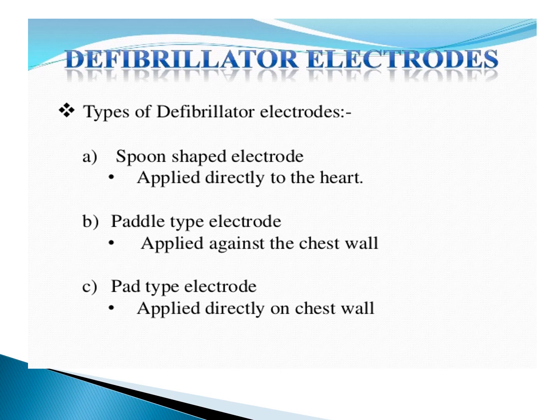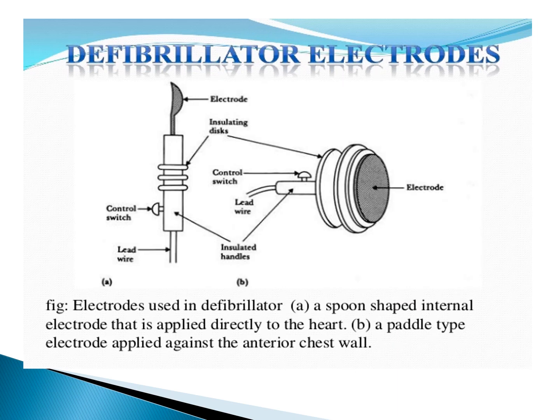And the defibrillator electrodes: the types of defibrillator electrodes are spoon-shaped electrodes, which are applied directly to the heart, and pad-type electrodes, applied against the chest wall. Pad-type electrodes you can see in emergency situations. Usually we will be carrying the automatic external defibrillator, that is, pads applied directly on the chest wall.